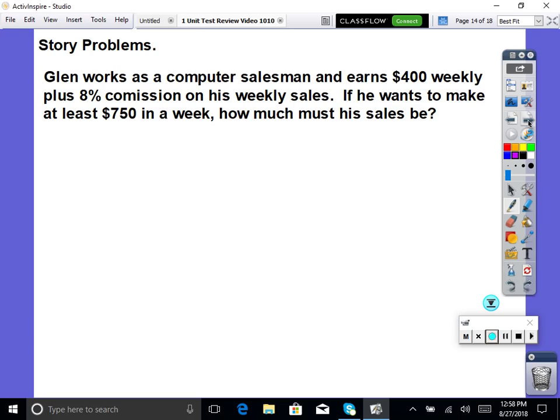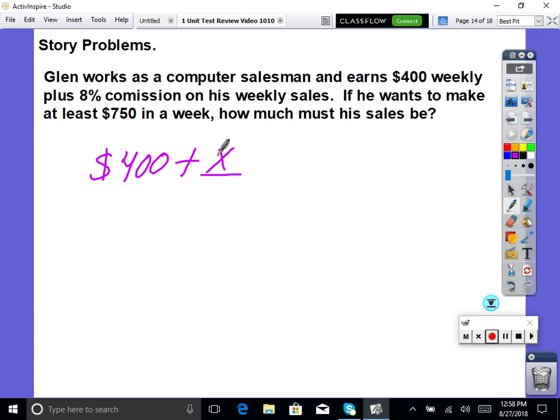So it says Glenn works as a computer salesman and earns $400 weekly plus 8% commission on his weekly sales. If he wants to make at least $750 in 1 week, how much must his sales be? So let's set this up. So originally he gets $400 every week. Plus he gets some amount more of money based on how well he sells. So he's going to get some more amount. We don't know that amount.